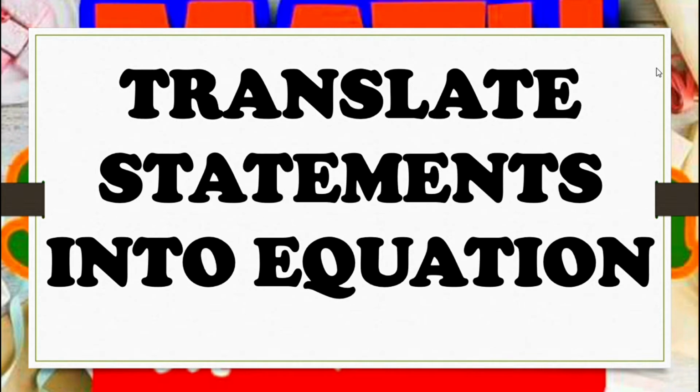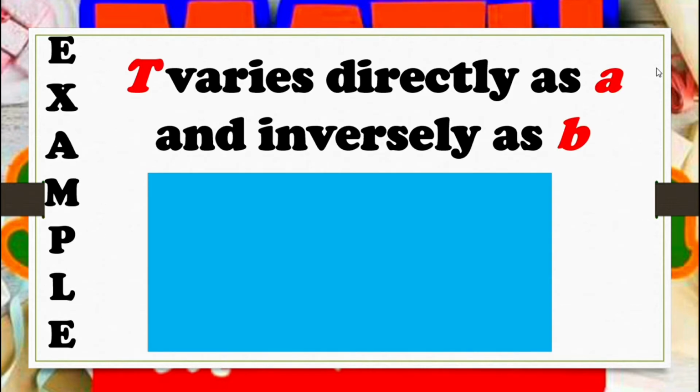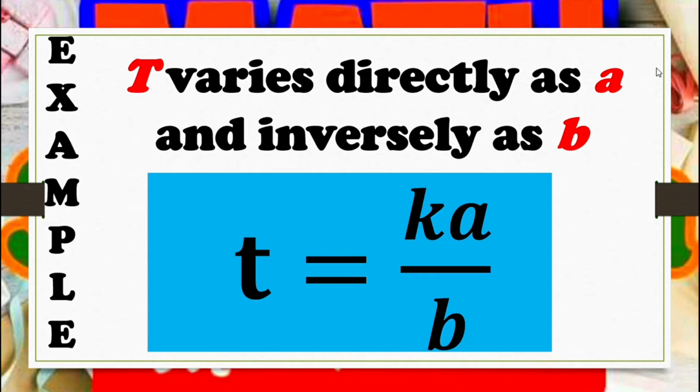This time, let us now translate statements into equation. Let's have our first example. T varies directly as a and inversely as b. From this statement, our three related variables are t, a, and b. With this, we can translate this one into equation as t is equal to ka all over b, where k is the constant of variation.